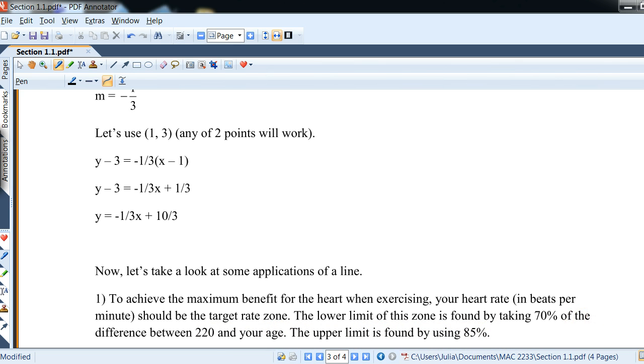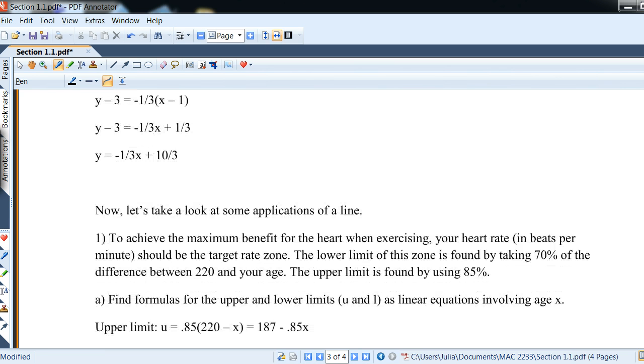Okay, so let's scroll down a little bit. Now we want to find the formulas for the upper limit and the lower limit. We'll call them U and L, as linear equations involving age x. So note how I set up the upper limit here. U is equal to, well, this is how we find a percentage typically. Let's take the difference, 220 minus x. To find the percentage of it, we'll multiply it by 0.85. Then I distribute 0.85, and so we get 187 minus 0.85x.